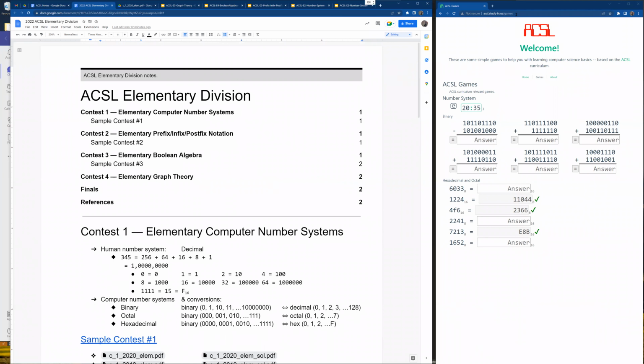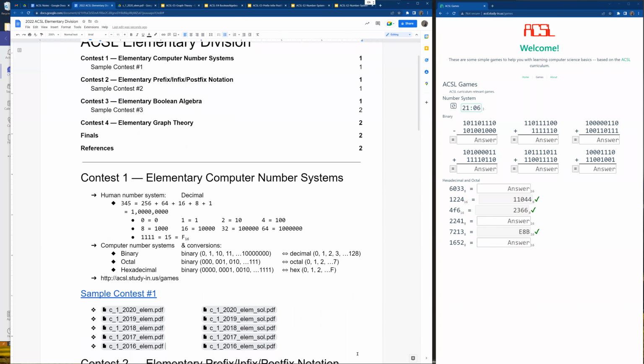So let me copy this URL here. I put a couple of simple games online that only cover the number system part. I don't have anything else yet. So that's the URL.